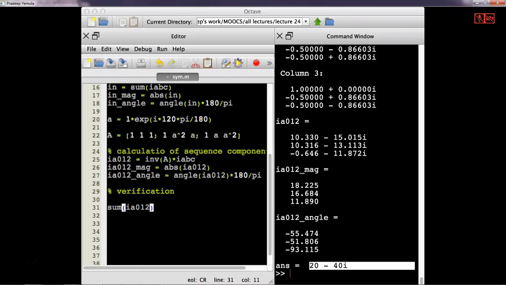What is IB? IB is nothing but IB0 plus IB1 plus IB2. IB0 is nothing but IA0. IB1 is A square into IA1, the positive sequence current. And then IB2 is nothing but A into IA2. I have the individual values of IA0, IA1 and IA2, so simply by multiplying with these, I'll get the IB value.